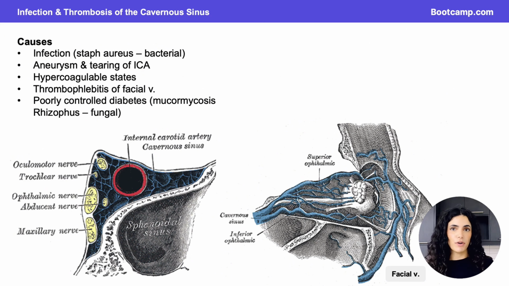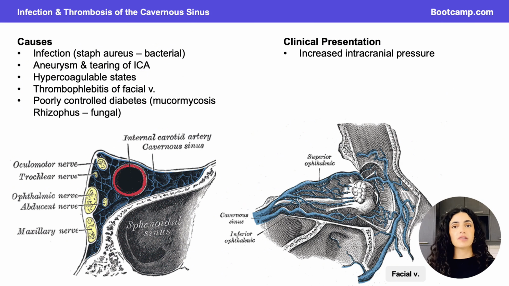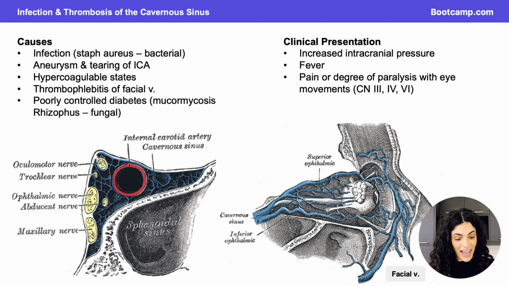Now, earlier we talked about the contents of the cavernous sinus and how infection or thrombosis of the cavernous sinus can impact the structures that pass through. And that's what dictates our clinical presentations. If we think of the functions of all of these cranial nerves, they're all going to the eye. So you're going to expect some type of deficits at the level of the eye. In this case, we can get increased intracranial pressure. We could also get fever, and we could also get some pain and a degree of paralysis with eye movements, right?